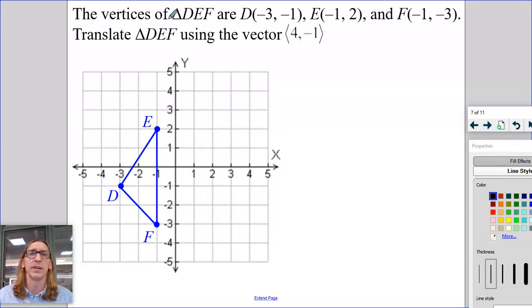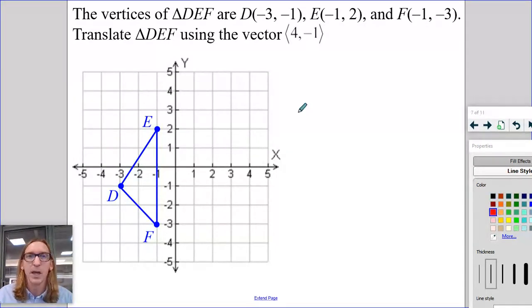They've told us here that the vertices of a triangle called DEF are located at these points, and this is how you name coordinates: the name of the point followed by its coordinate location in parentheses. Point D is located at (-3, -1), and I've gone ahead and plotted all these points. Point E is at (-1, 2). Point F is at (-1, 3), and they form a triangle, so I played connect the dots.